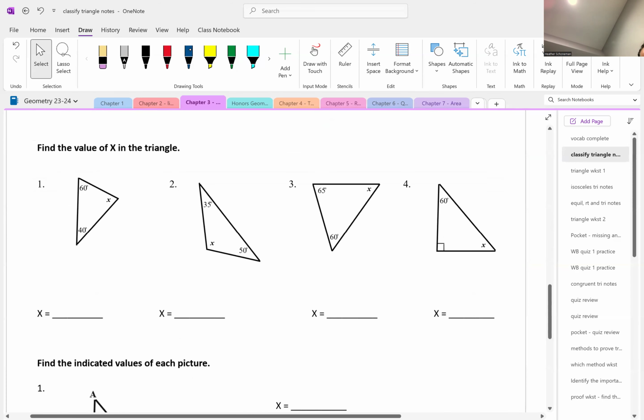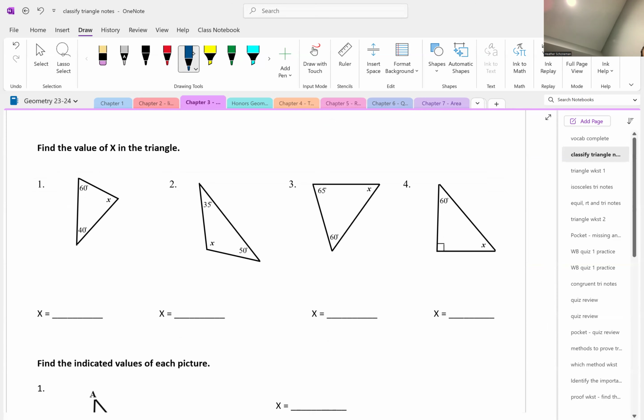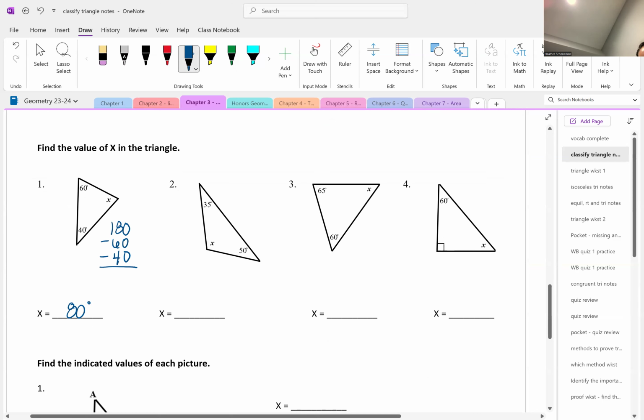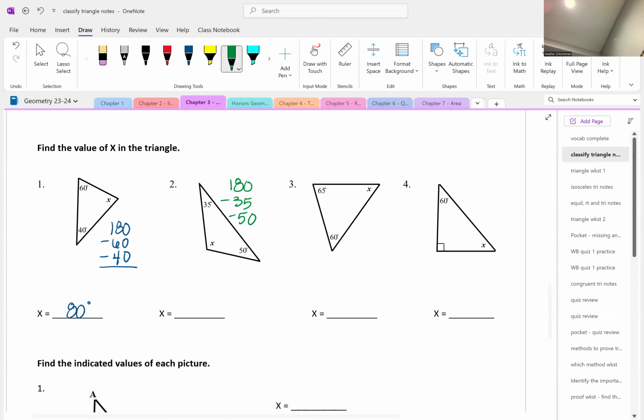On these, we want to find the value of x. Well, in a triangle, we know that all three angles have to add to 180. So if I do 180 minus 60 minus 40, I'm going to get what's remaining, and what's remaining is 80. So x is 80 degrees. Over here on number two, I can do it again. I can do 180 minus 35 minus 50. Sorry, I'm plugging it into my calculator and not doing a quick job. It is 95. And so x is 95.